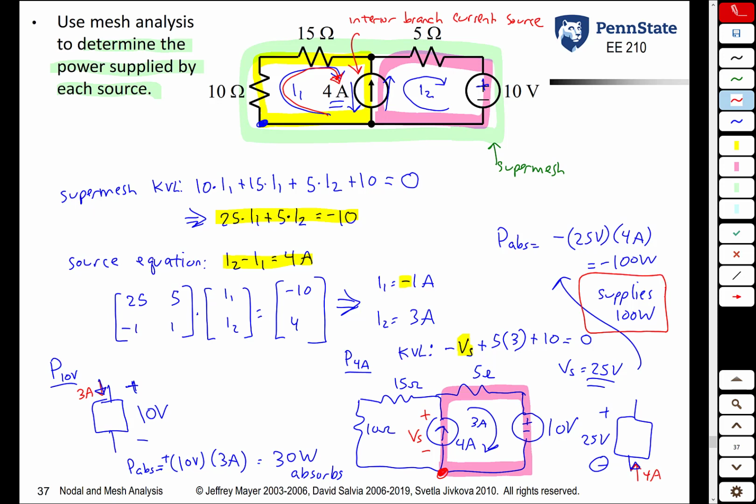So the current source supplies 100 watts. The voltage source absorbs 30 watts. By the way, what does that mean about the resistors? The resistors collectively absorb 70 watts.